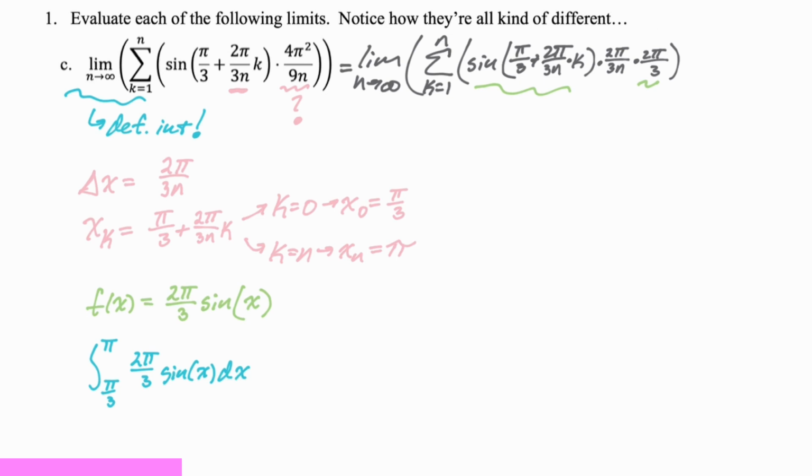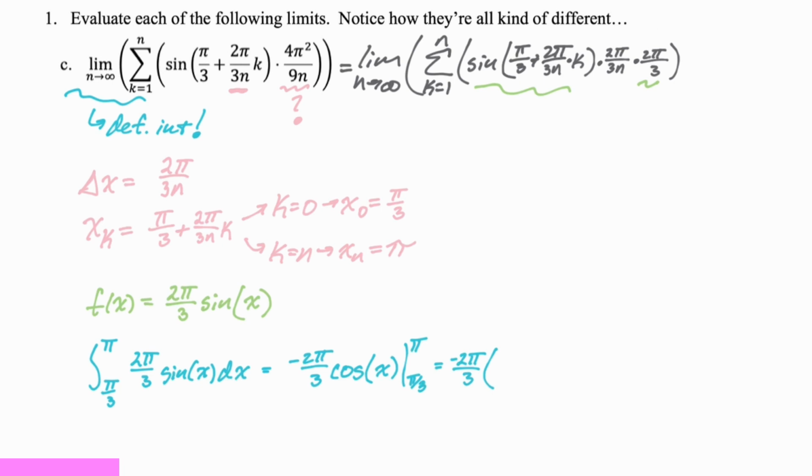This is actually a pretty straightforward thing, right? The antiderivative of sine is negative cosine, so we'll get negative 2 pi over 3 cosine, and then we're going to go from pi over 3 to pi. So you have to remember your unit circle values. Those are important.